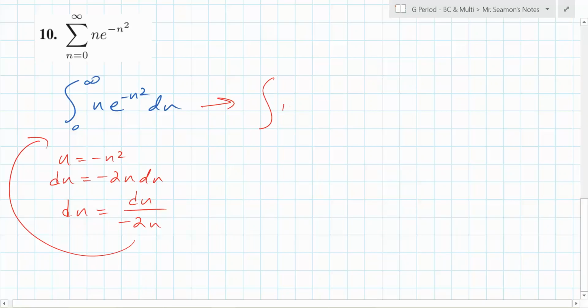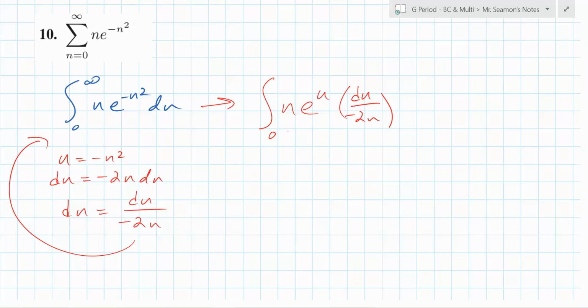The integral of n e to the u. Instead of dn, what do I write? du over -2n. And do I have to change the limits of integration? Technically, yes, but what happens when I change the limits of integration on this one? They're the same. What's -0 squared? 0. What's infinity squared? Infinity. It's negative. So does it really? Do I need to do this? What do you think?